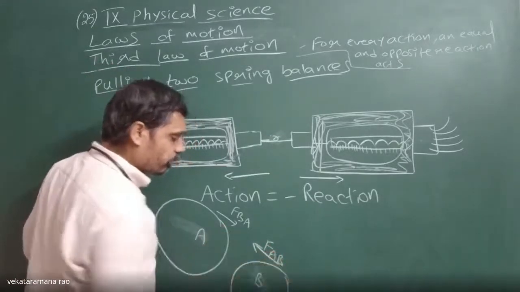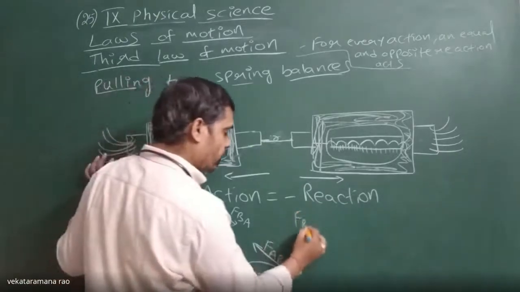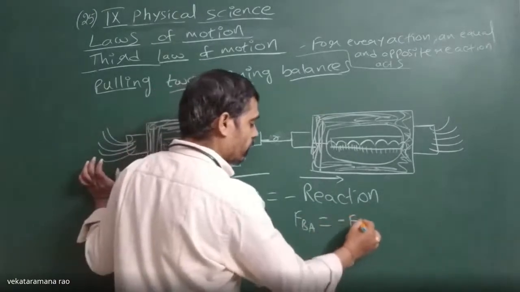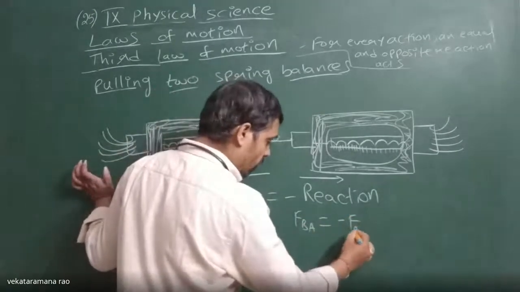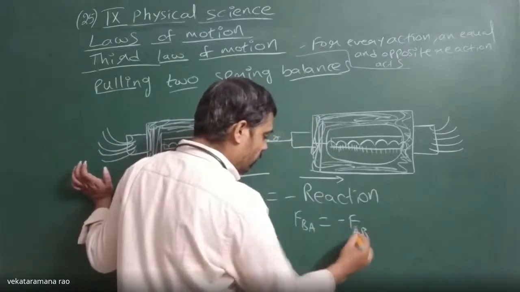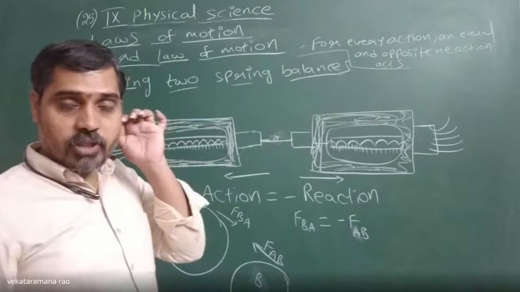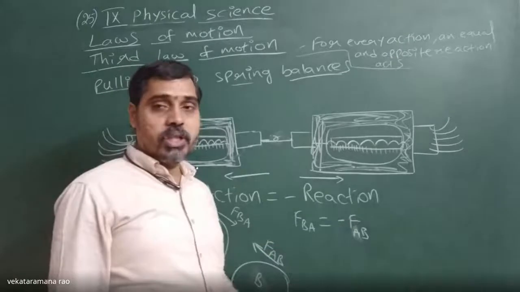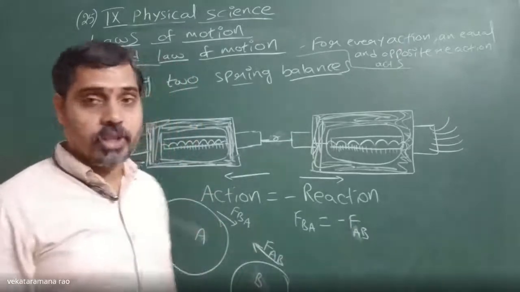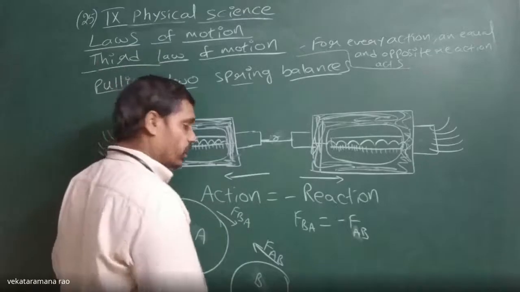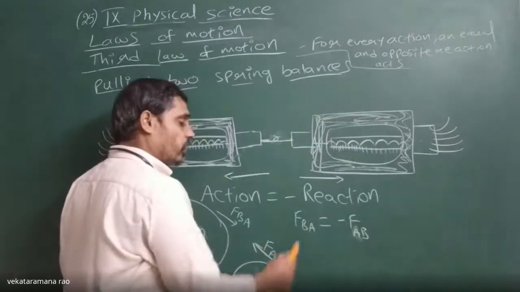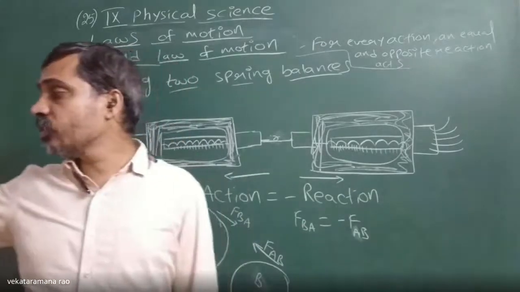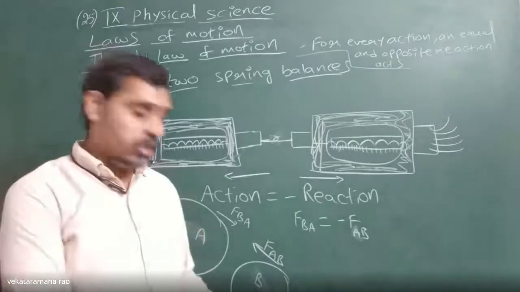In this way, we can tell that FBA, the force applied by A on B, is equal to the force applied by B on A. Since it is opposite but equal in magnitude, we write a negative sign for the opposite direction. That's why both are action and reaction forces. This is known as Newton's third law of motion.